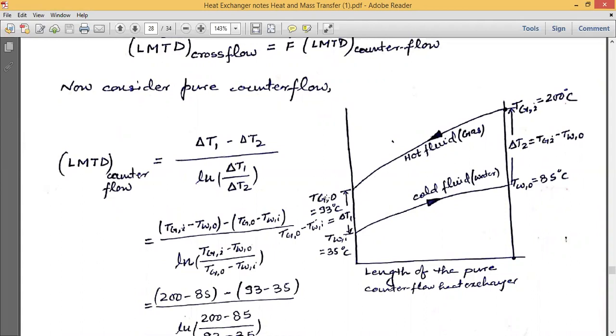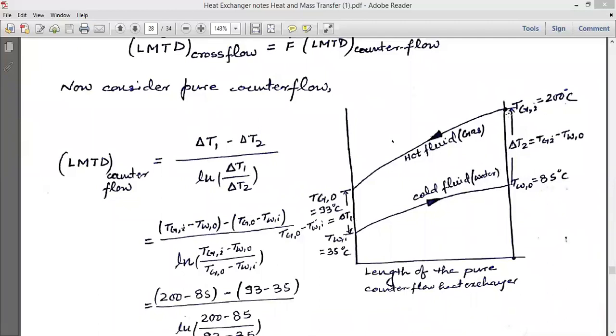So this is the hot fluid inlet and hot fluid outlet. This is the cold fluid inlet, cold fluid outlet. So there will be the temperature difference at the inlet and the outlet. Say there are two locations, location 1 as well as location 2. At a particular location, whatever the temperature difference between hot fluid and cold fluid is denoted by delta T1, which will be nothing but the difference between the outlet gas temperature as well as the inlet cold fluid temperature, that is the water.